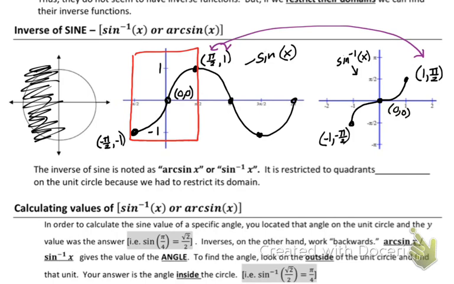There will be no transformations. There's no amplitude. There's no shift left or right or up or down. It is just this. Anytime I ask you to graph an inverse, it's just going to be this for sine. And then you also have to remember that sine inverse only lives in quadrant 1 and 4.